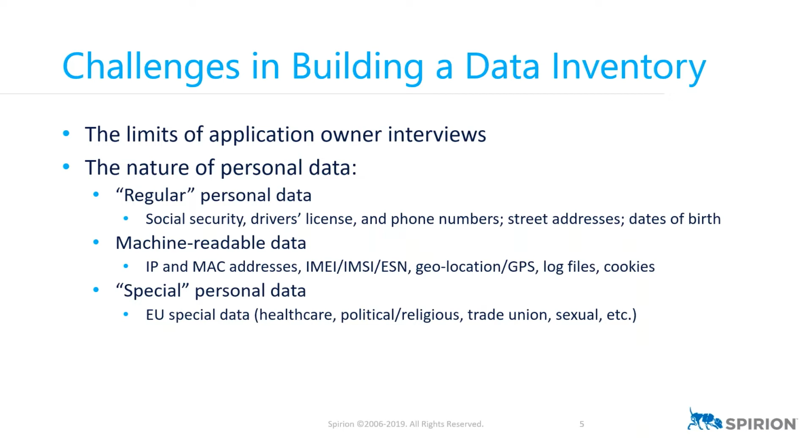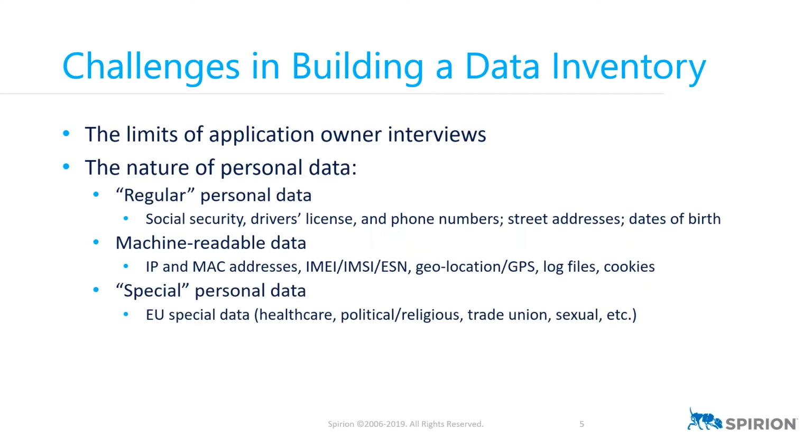There are really three big buckets of personal data, at least based on my experience. One is the regular stuff that we're all familiar with: social security numbers, driver's license numbers, phone numbers, et cetera. That's not terribly a challenge. I mean, we know to look for these things. Then you have machine readable data. This can be very, very difficult because there are so many things that can identify you with just very simple cross-referencing.